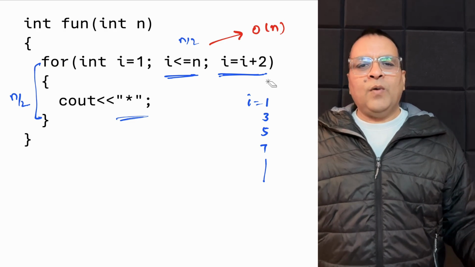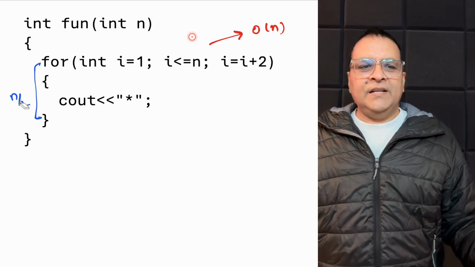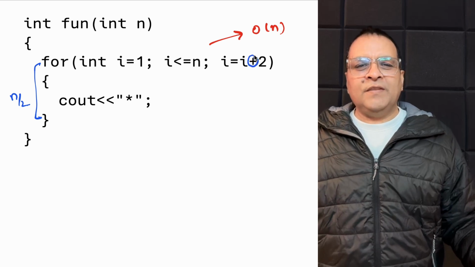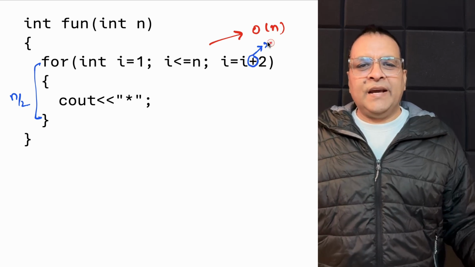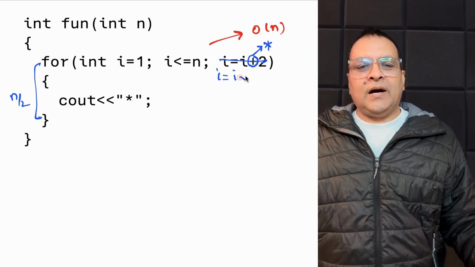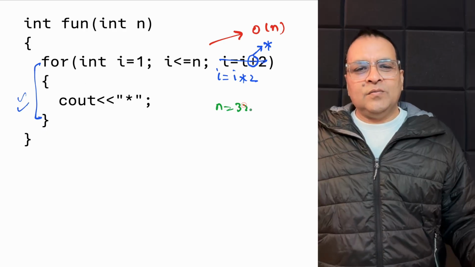Now, what if we change this a little bit and we change this addition to multiplication. So instead of this addition, what if we have multiplication? It means that i is equal to i into 2. Let us see how many times this function is getting executed. Let's say n is 32.